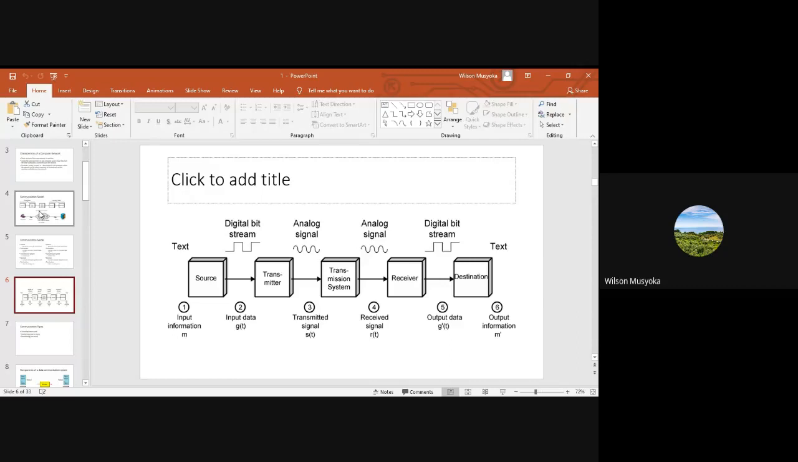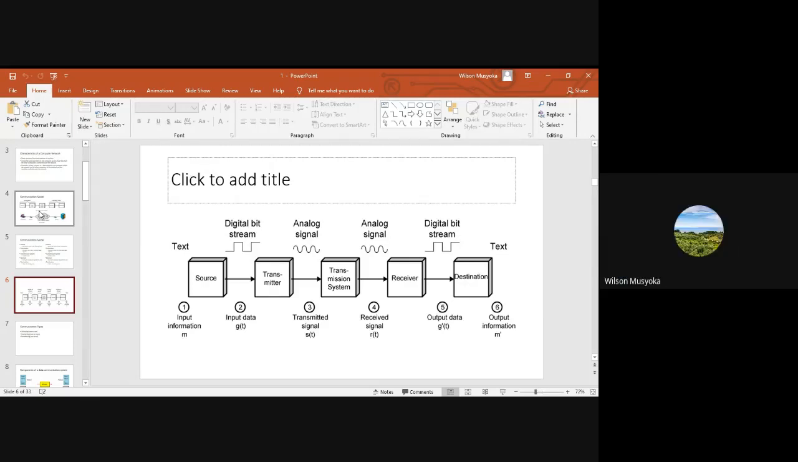And as you can see in slide number 6, this is the first presentation we are going through. In slide number 6, it shows how text is translated into a digital bit stream. Then the transmitter translates it into an analog signal that is sent through the network until it gets to the receiver. The analog signal will be changed into a digital bit stream again, and then the destination.